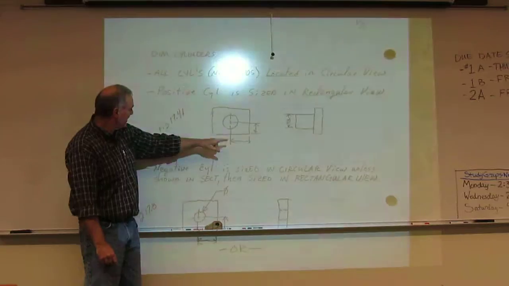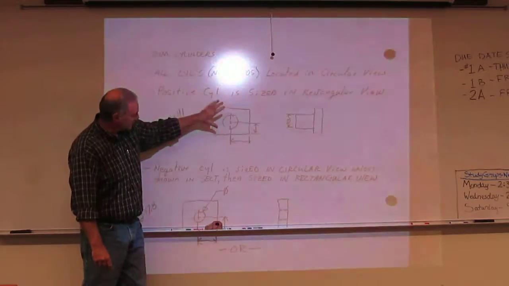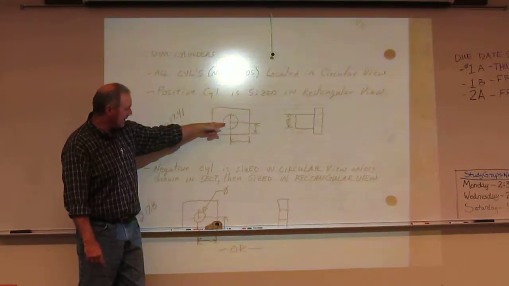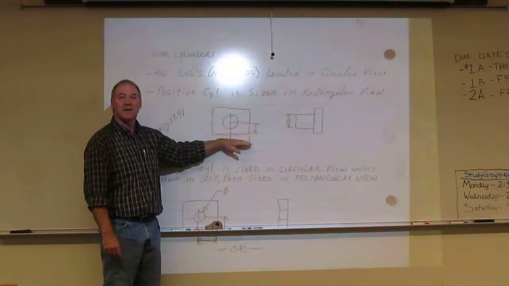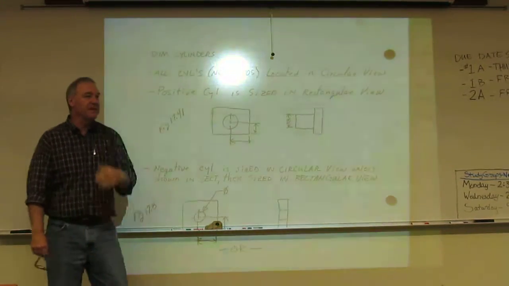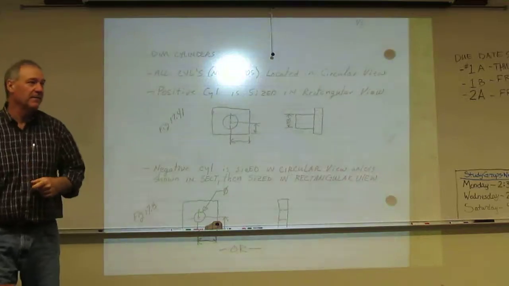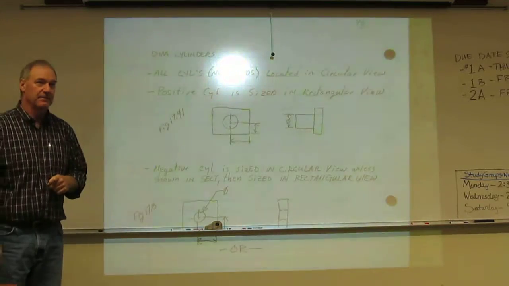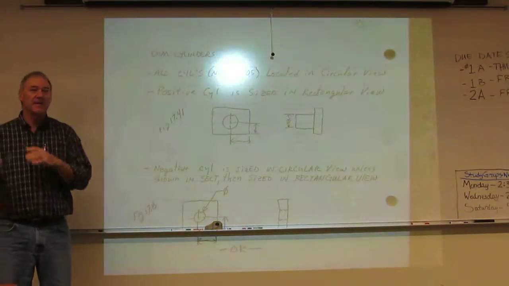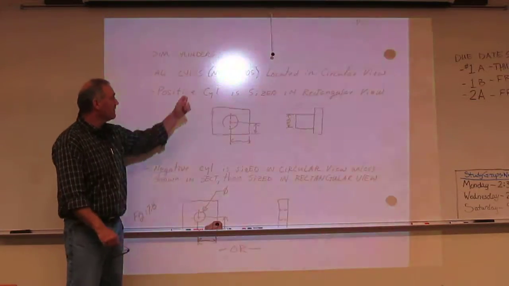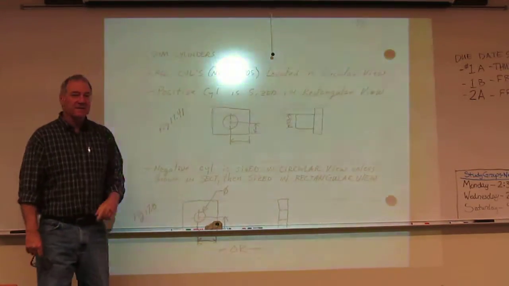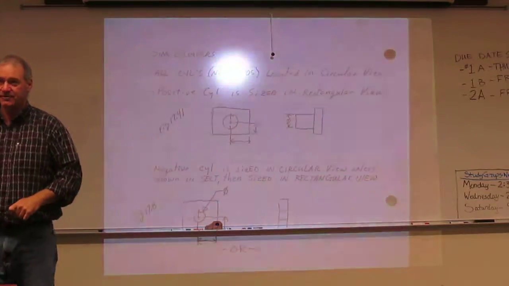So in essence, I've got a quick example right here. Here's my circular view. This is a positive cylinder. I locate it in this view because it's our best geometric look at where that object is located. And it doesn't matter if it's positive or negative. You locate it in the circular view. Now, the size information, we switch.